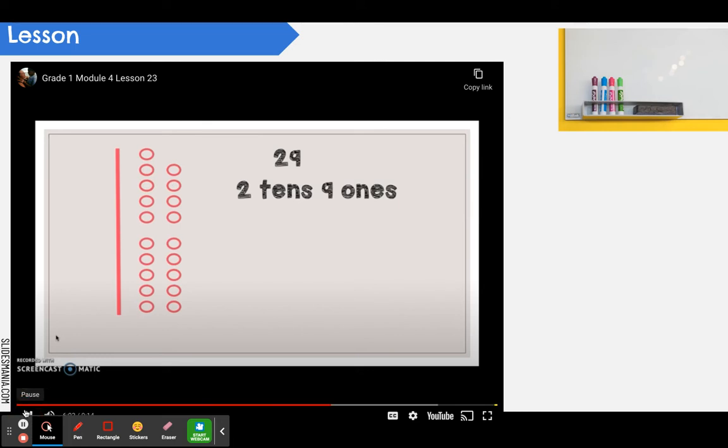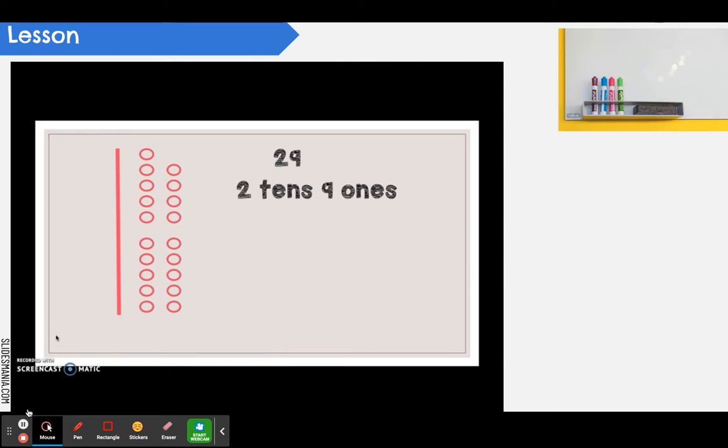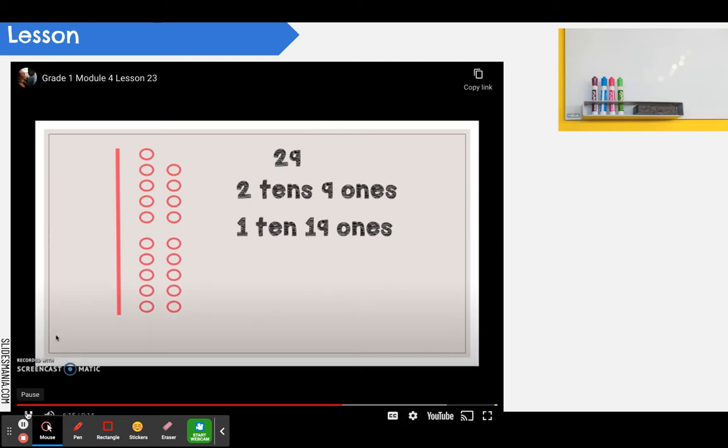Let's see. Write down what you see now. How many tens and how many ones? Okay, you ready? You should have written something down. So I see I have 1 group of 10 and 10 plus 9 is 19. 19 ones. Is that what you wrote? Very good. All right, I'm going to do it again.